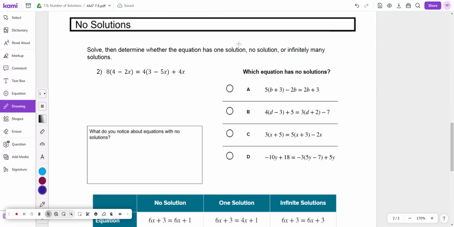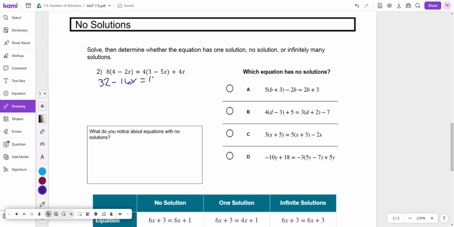Let's move on down to one where we have no solution. So again, we're going to use that strategy of simplifying, doing all the math that we can do until there's no more math to do. 8 times 4 is 32. 8 times 2 is 16, subtracted inside the parentheses, subtracted outside the parentheses, and I also forgot to put my variable, which happens, so don't you forget that, okay?